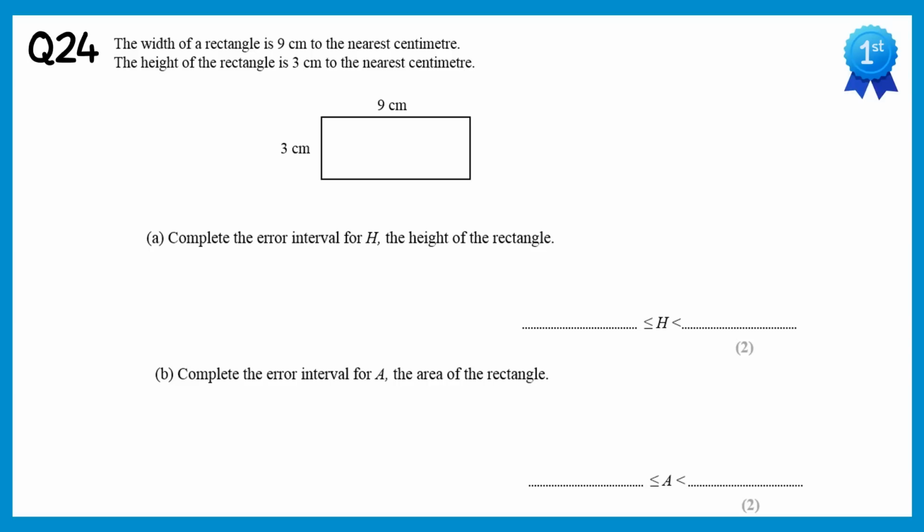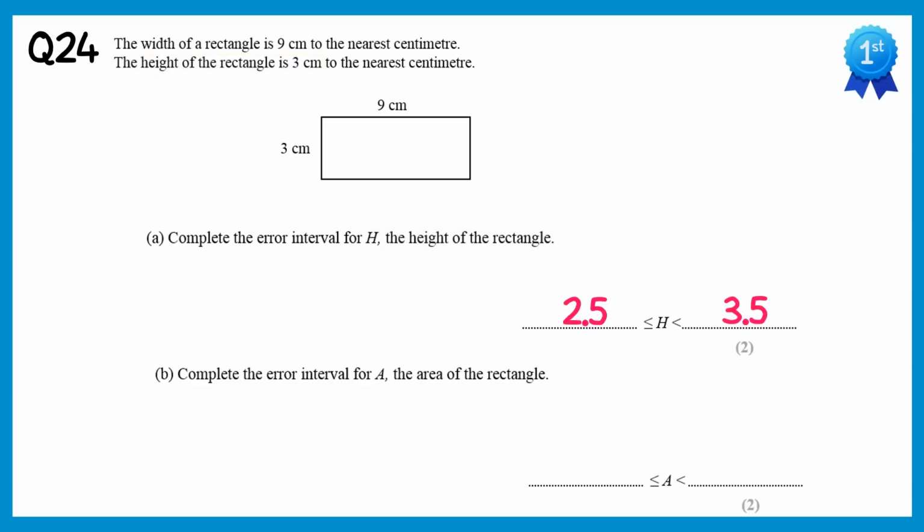In this question, we need to write down the error interval for the height. We're told the height in the question is 3 centimeters, but to the nearest centimeter. So to get the error interval, we need to add half a centimeter and take half a centimeter from 3. So if we start with 3 and take away 0.5 centimeters, we get 2.5. And if we start with 3 but add half a centimeter, we get 3.5.